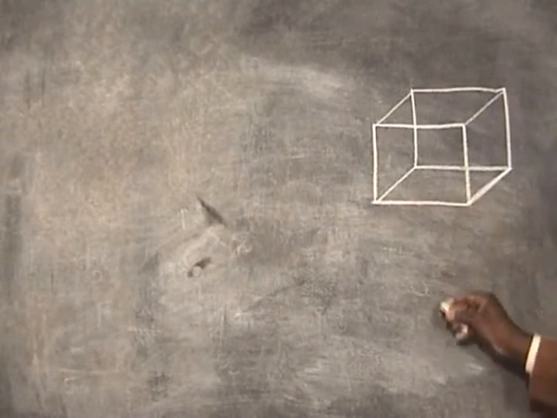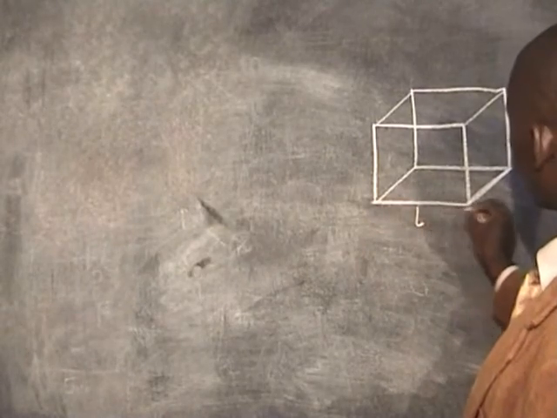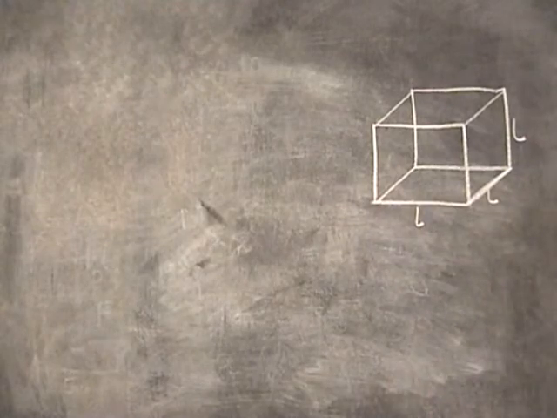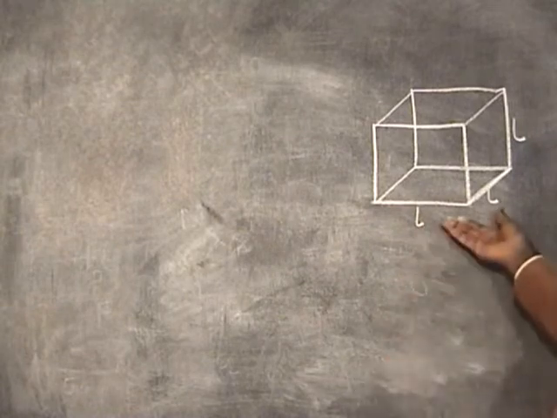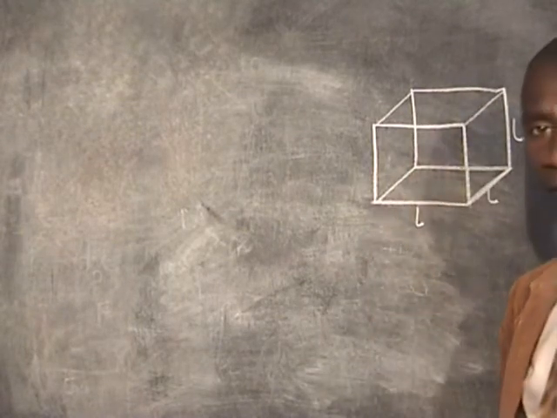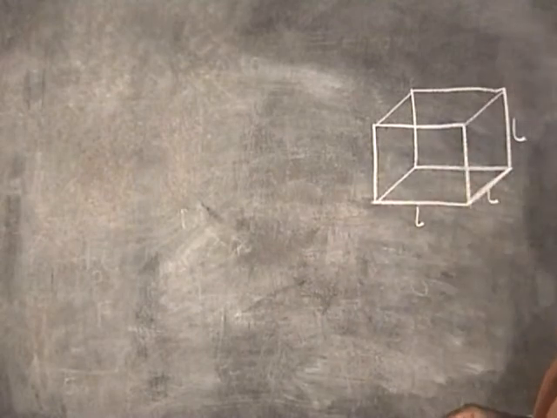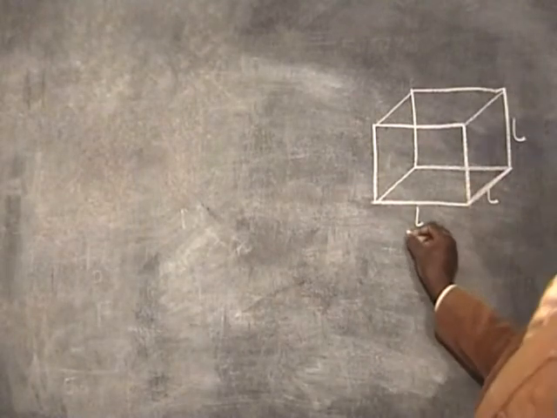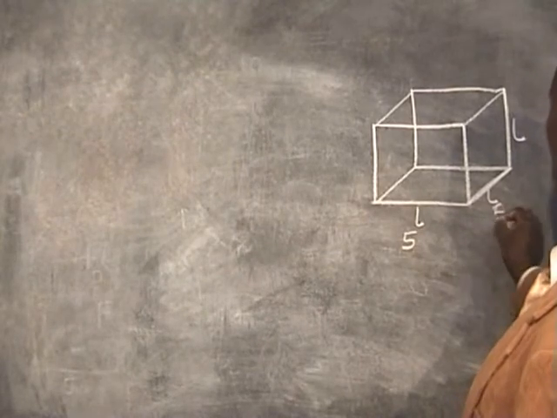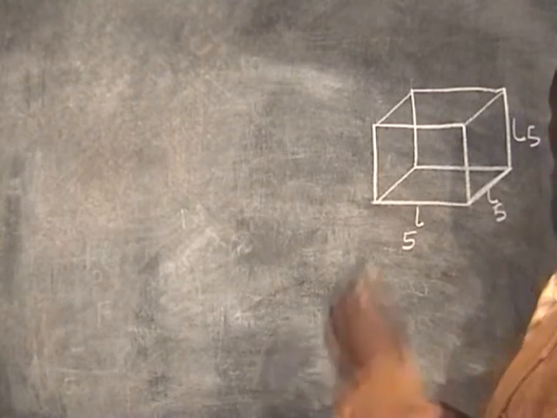So if you observe very carefully, there is a length there, another length, another length. And if you observe very carefully, it has how many faces? 1, 2, 3, 4, 5, 6 faces altogether of equal length. Let's assume that this is 5, this is also 5, and that is 5.